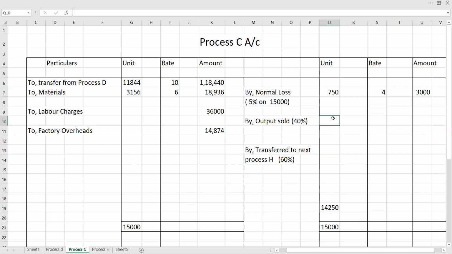So 40% of 14,250 is 5,700, and 60% amount should be transferred to the next process, that is 8,550. See this, our unit column is matched. Unit column जो है अपना tally झालेला आहे.